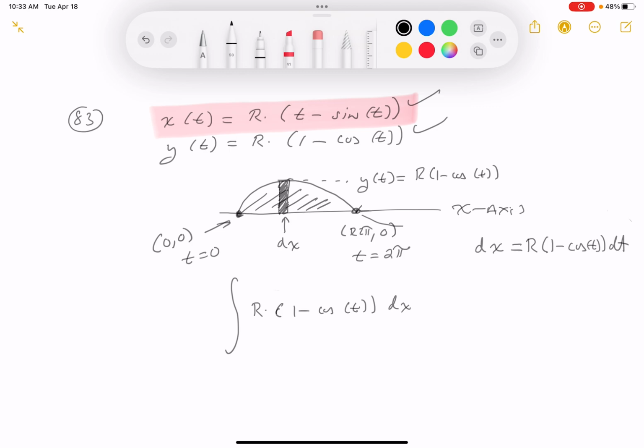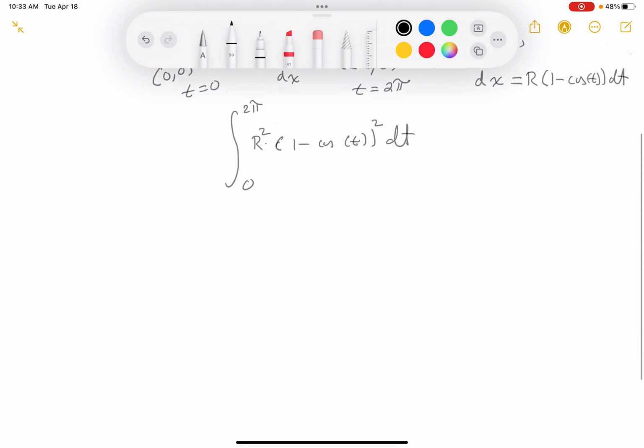I'm looking at that, I start to realize it's going to be r squared, 1 minus cosine squared. And what do I get now? I get dt now. So now I get everything in terms of the t. Now where does the t start? At 0. Where does it stop? At 2 pi. All right? So this is my first milestone, getting here.